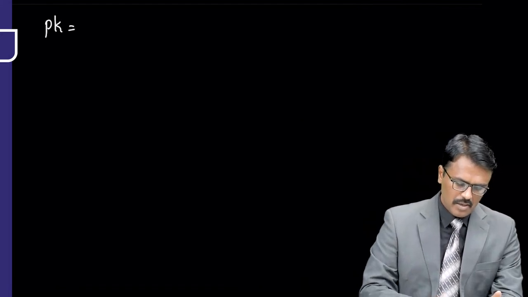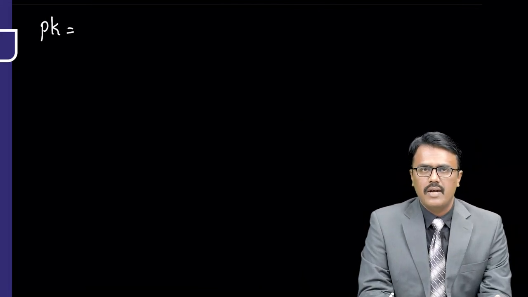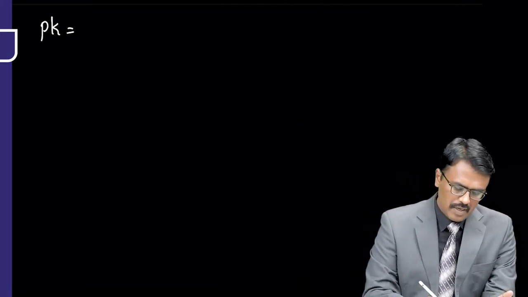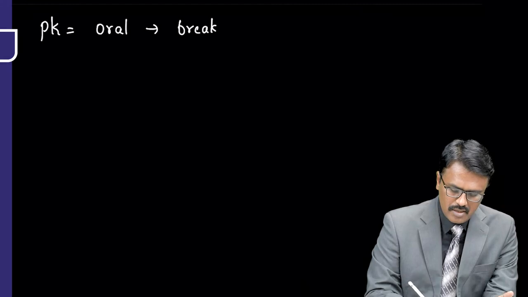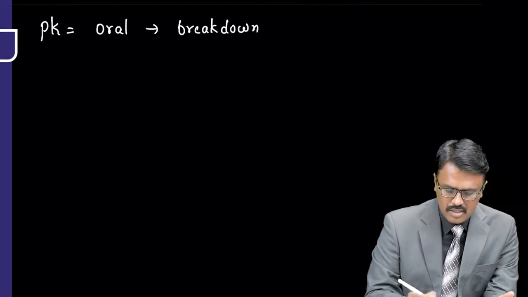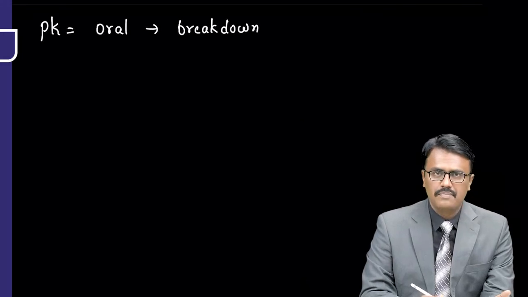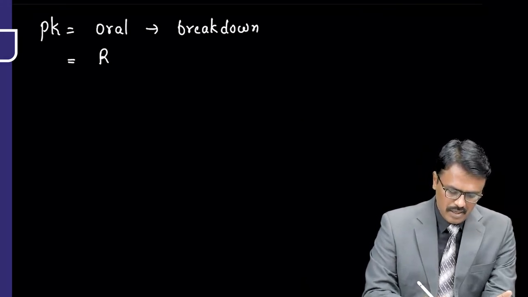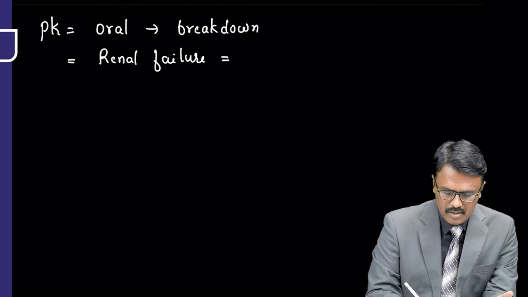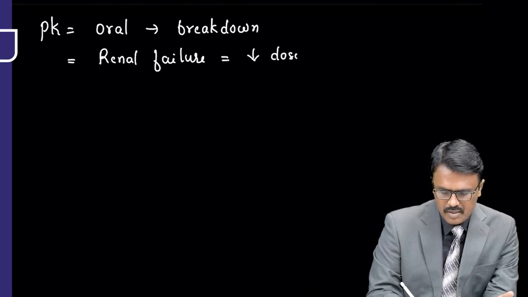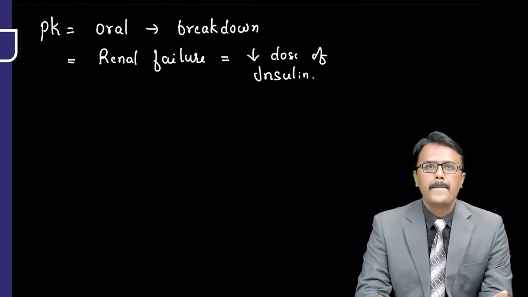Now once we understand the insulin mechanism of action, let us understand the pharmacokinetics. Insulin is made up of amino acids. It's a protein molecule. So can we give it orally? No. If I give it orally, it is broken down because it's a protein. So that's why you cannot give insulin orally. And whenever there is renal failure, when you give insulin, you have to decrease the dose of insulin.